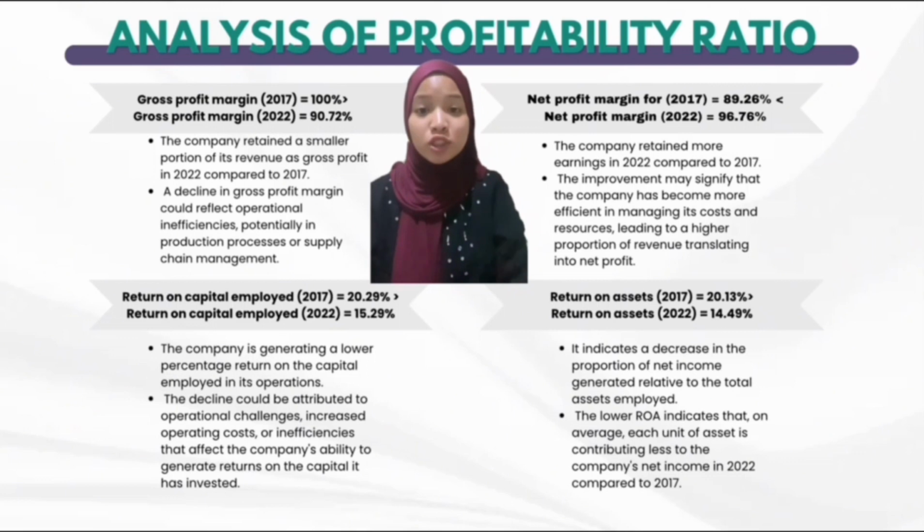Firstly, the change in the gross profit margin from 100% in 2017 to 90.72% in 2022 indicates a decrease in the percentage of the revenue retained as the gross profit over the 5 years period. This indicates that the company retained a smaller portion of its revenue as gross profit in 2022 compared to 2017. The decrease may imply challenges in managing production or acquisition costs. It could be due to increased cost of goods sold or other factors affecting the gross profit margin.